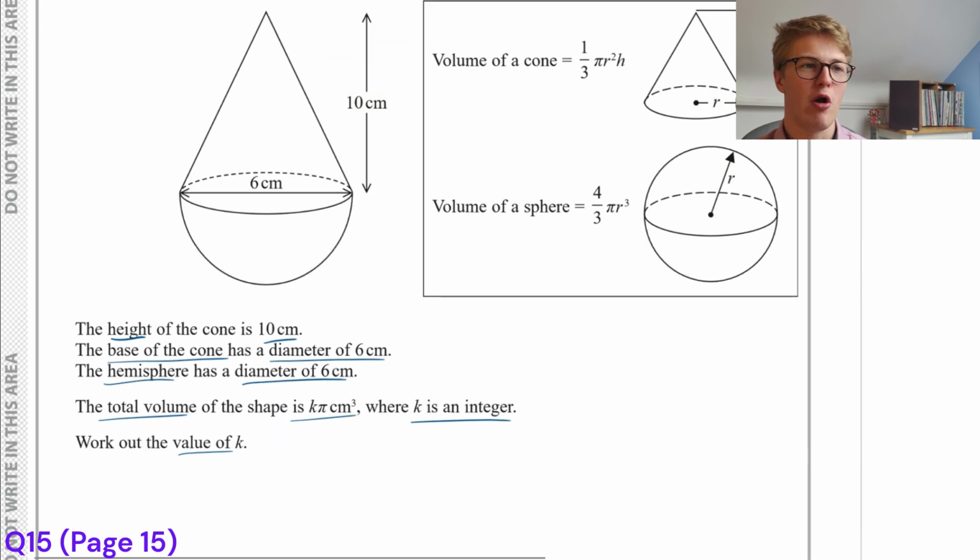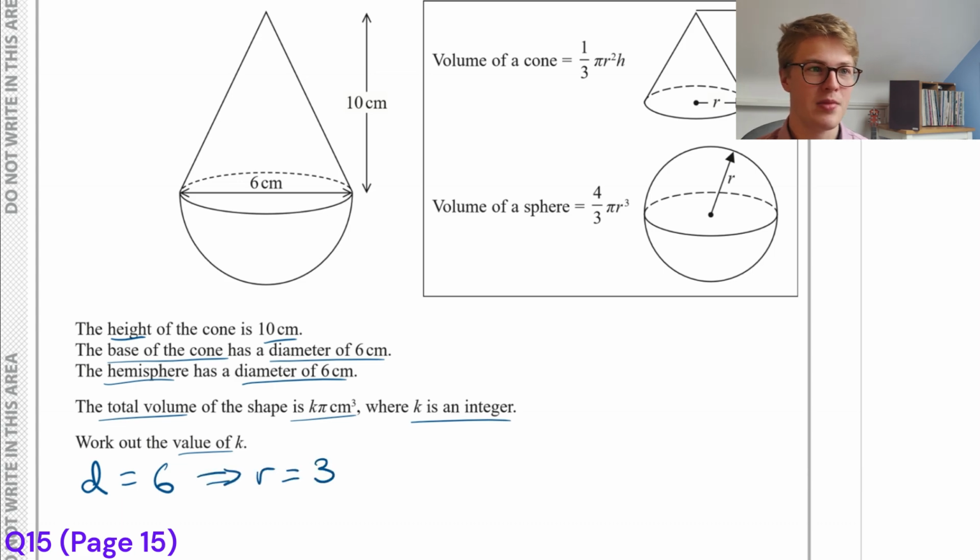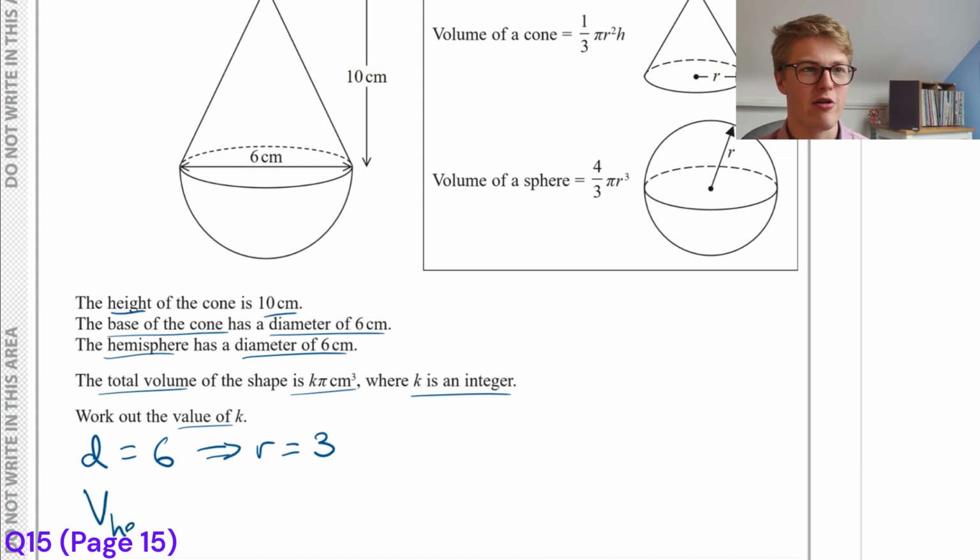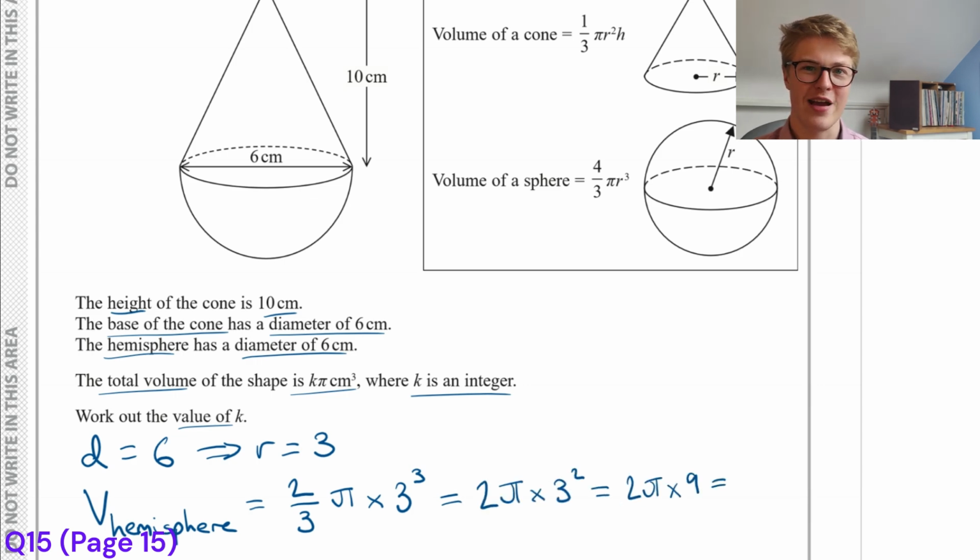So first and foremost, we're told the diameter is 6 centimeters, so therefore the radius is going to be half of that, which is 3. The volume of a hemisphere is going to be 2/3 pi times 3 cubed, because it's half of the volume of a sphere. So we have 2/3 instead of 4/3. This is 2 pi times 3 squared, which is 2 pi times 9, which is 18 pi.